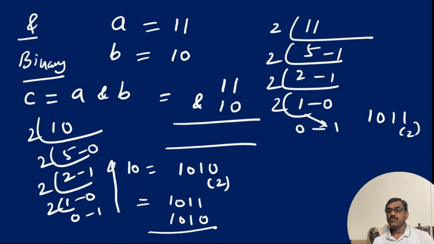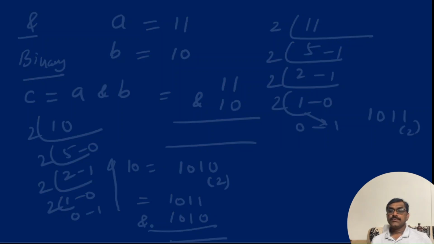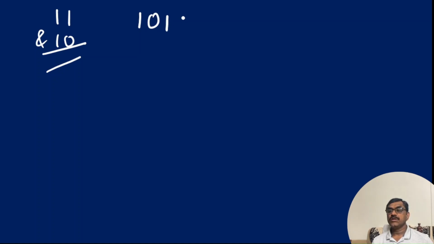1010. Now you apply the operation AND. The bitwise AND operator operates only on bits. Even if you give decimal values like 11 and 10, those are internally converted into bits, and I'm writing them like this: 1011, 1010. We have taken the example 11, 10, right? 11 is the decimal number, and it is converted into 1011, and 10 is 1010.